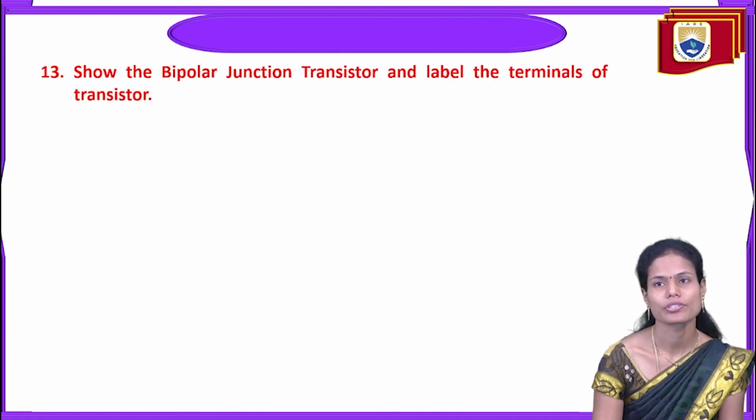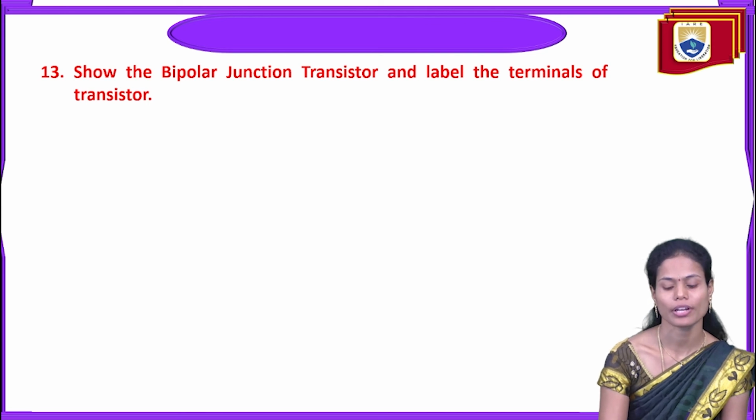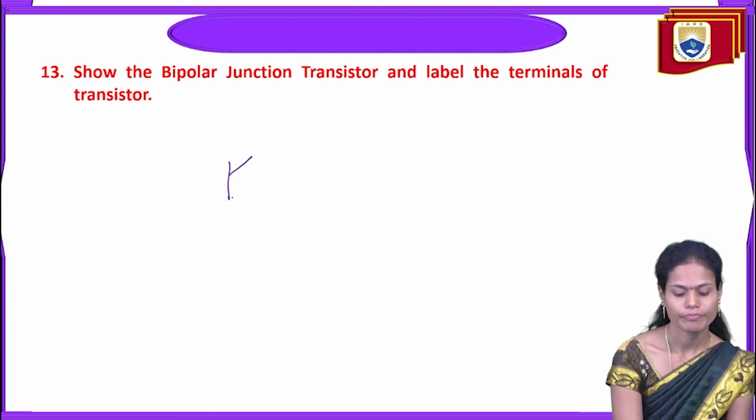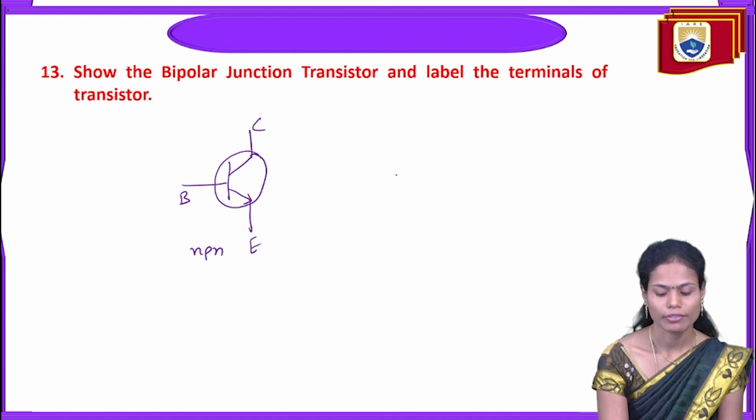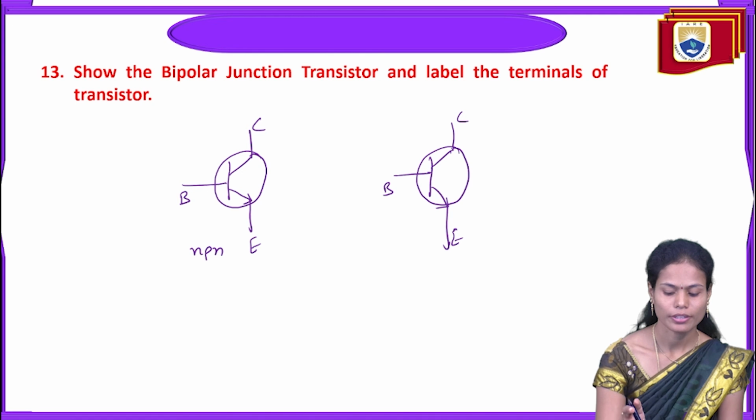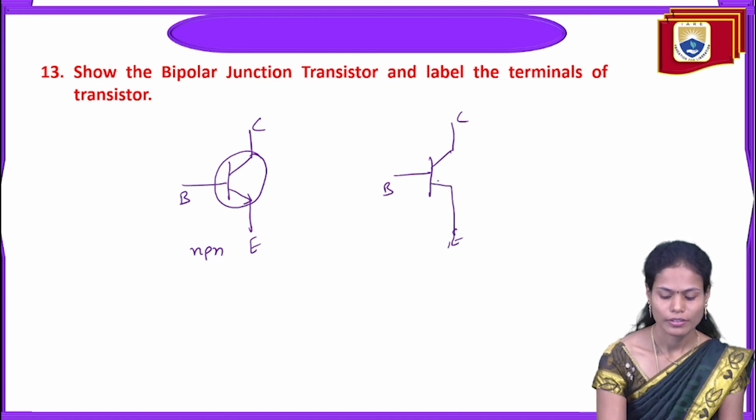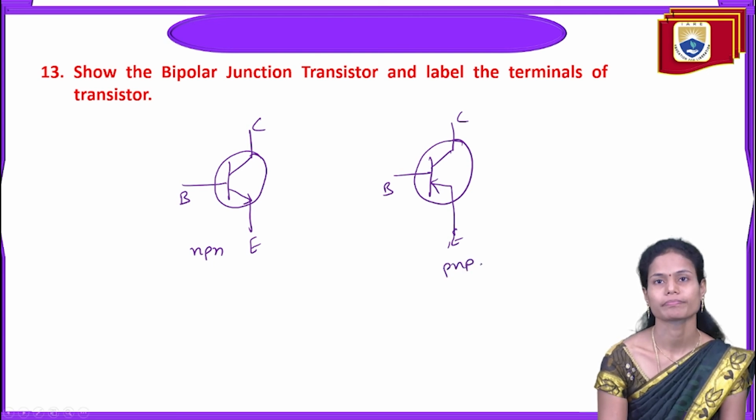And next, show the bipolar junction transistor and label the terminals of transistor. So here this is the bipolar junction transistor. This is the base, collector, emitter. So this is the NPN transistor. And one more type of transistor we are having here, it is base, collector, emitter terminals. But here the current direction is towards the junction, it is PNP transistor.